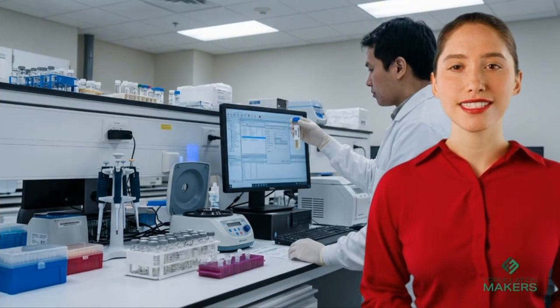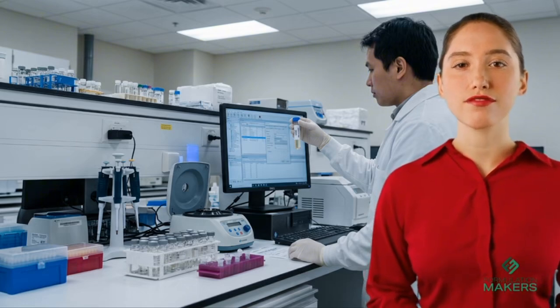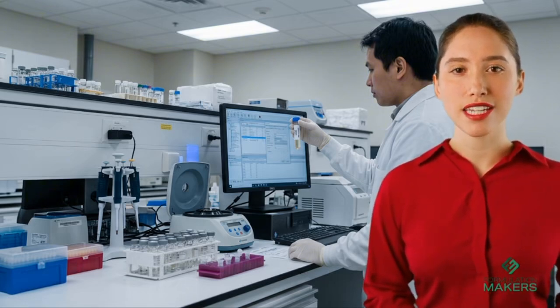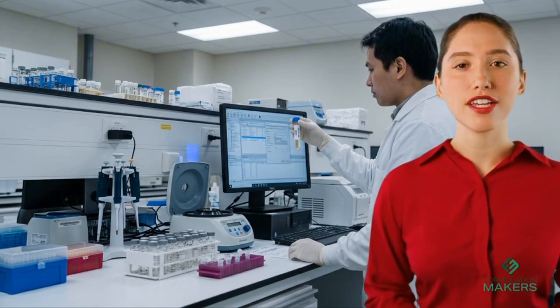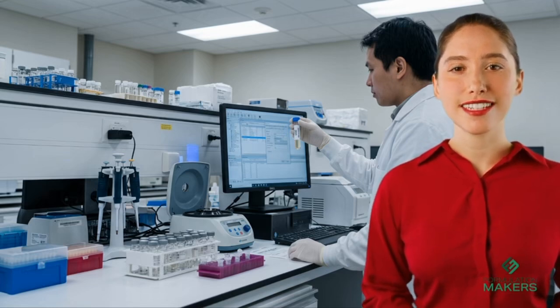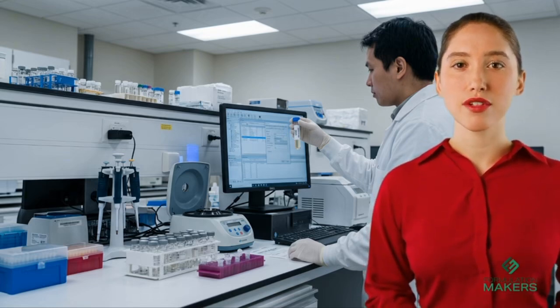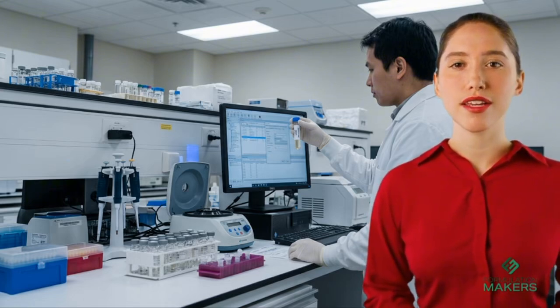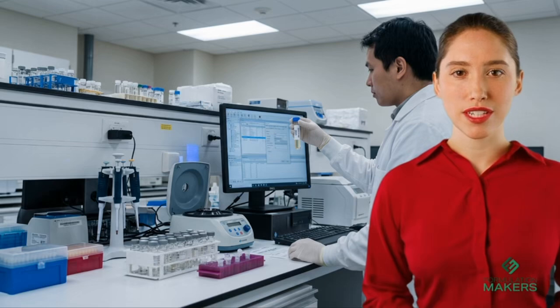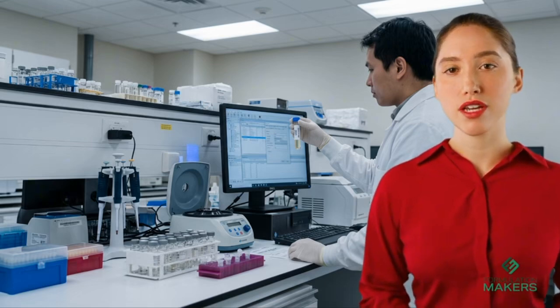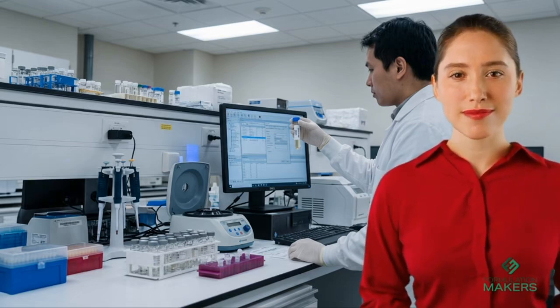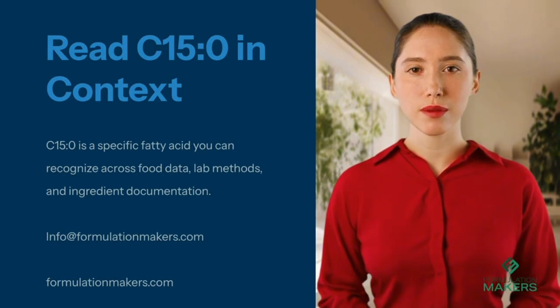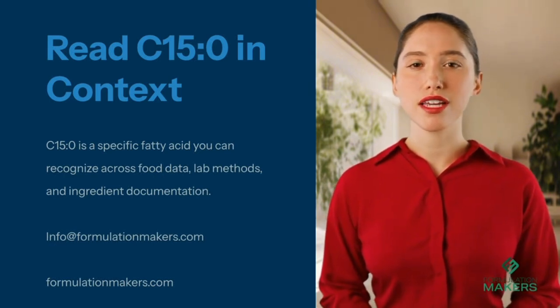When you're cross-checking a database entry or reading a chromatogram, search more than one label. Look for C15O, pentadecanoic acid, or FA15:0, so the same signal doesn't hide behind a different name. In food databases, you'll usually find it tied to dairy and other ruminant-derived materials first. But don't stop there, because it's not exclusive to those sources, and that assumption can make you overlook where else it appears.